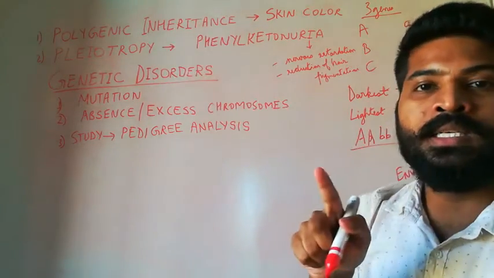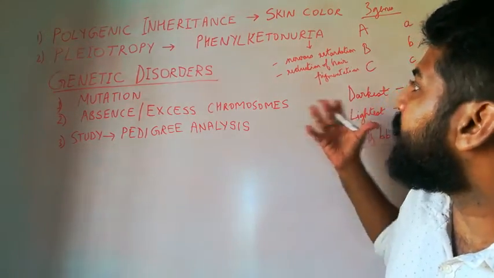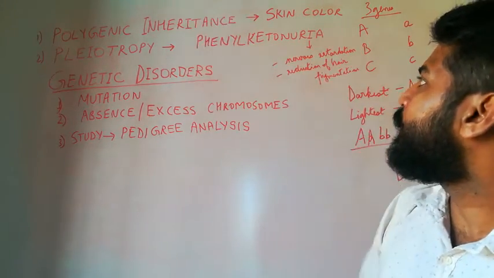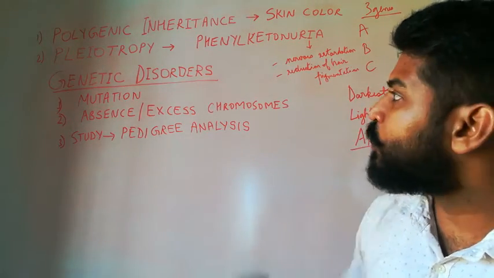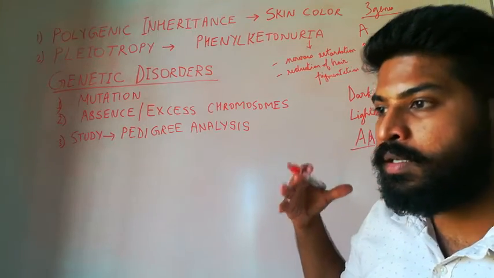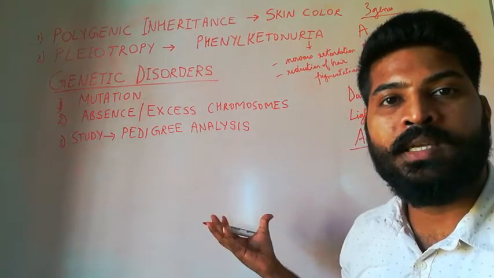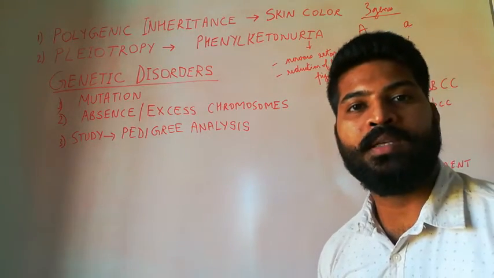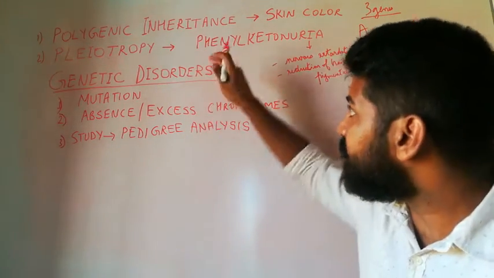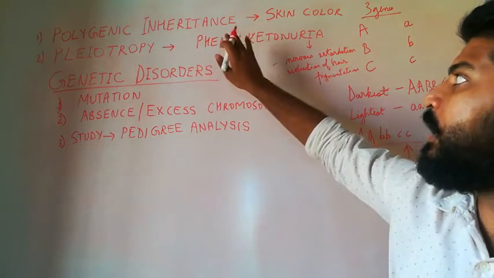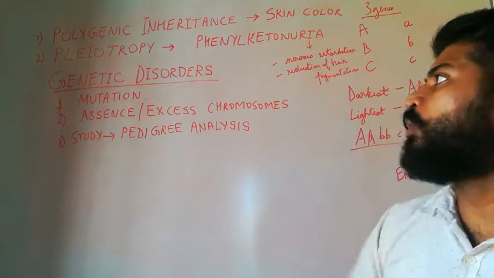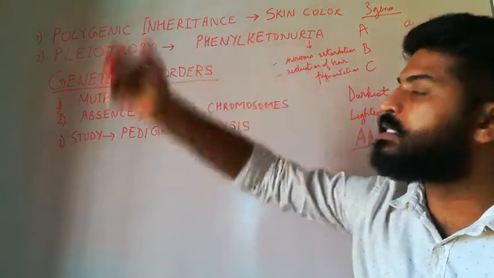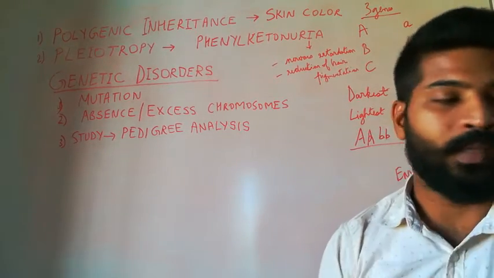So a single gene can result in many phenotypic expressions, for example phenylketonuria. Because of the mutation in this particular gene, the downstream processes, the protein formation, etc., would be hampered. We will study about this again later. So that is polygenic inheritance and pleiotropy.